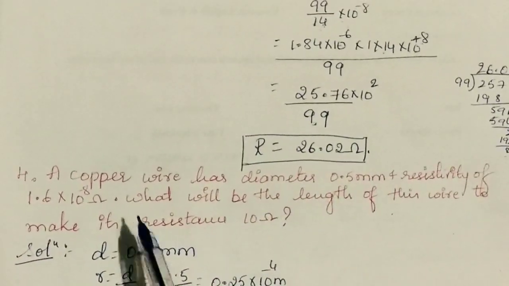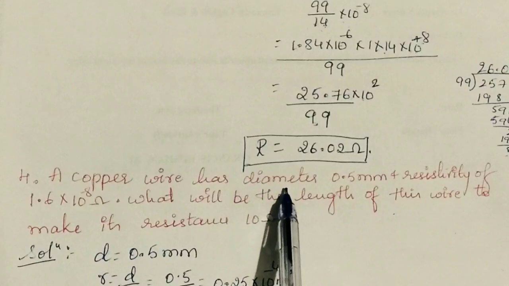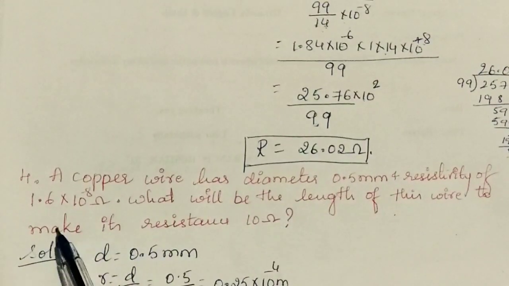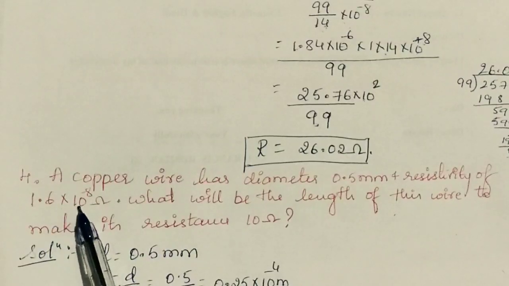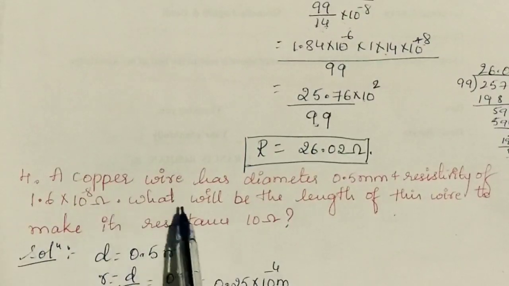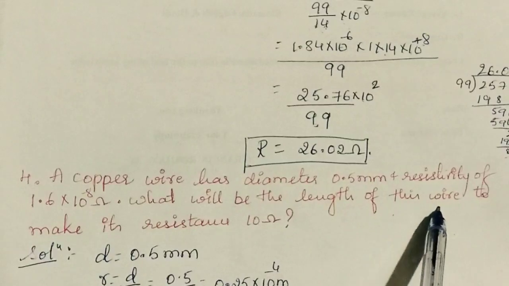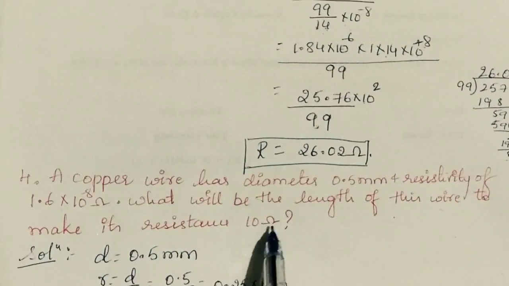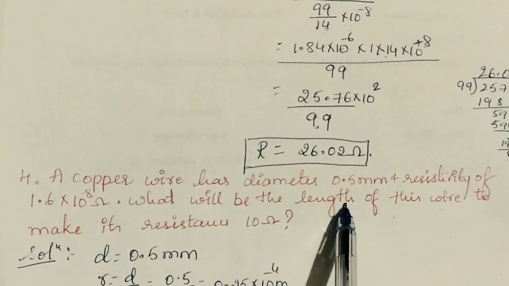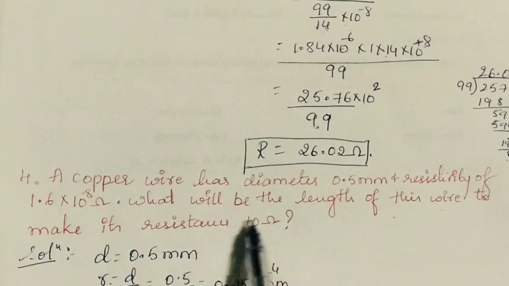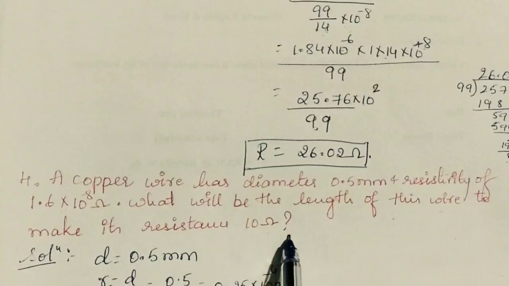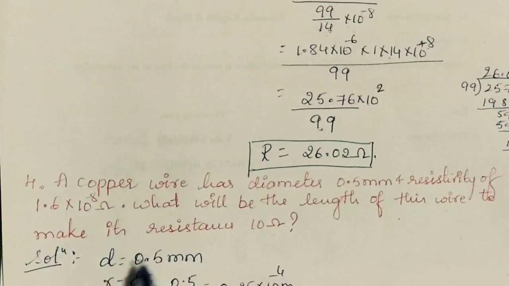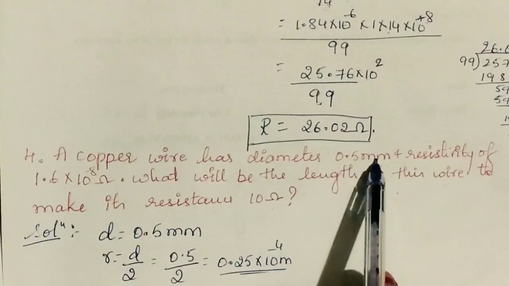Fourth question. A copper wire has diameter 0.5 millimeter and resistivity of 1.6 into 10 to the power of minus 8 ohm meter. What will be the length of this wire to make its resistance 10 ohm? That means they don't know the length. So how much length we need to make the resistance 10 ohm? What they have given in this question is the diameter of the wire, 0.5 millimeter.